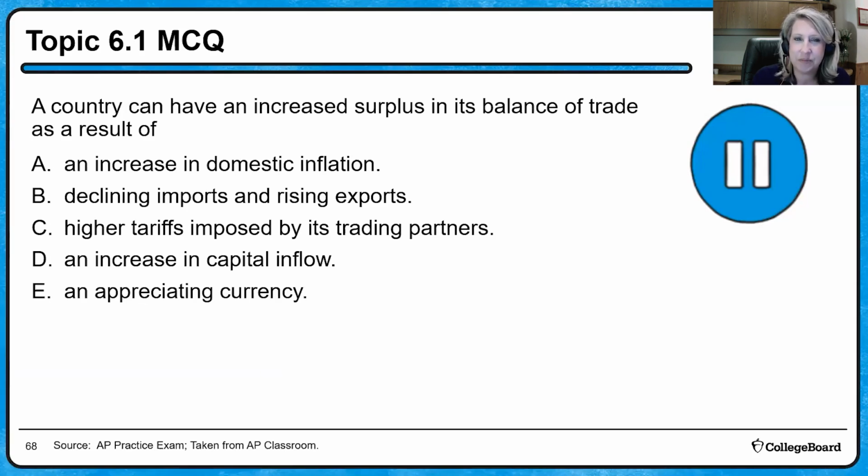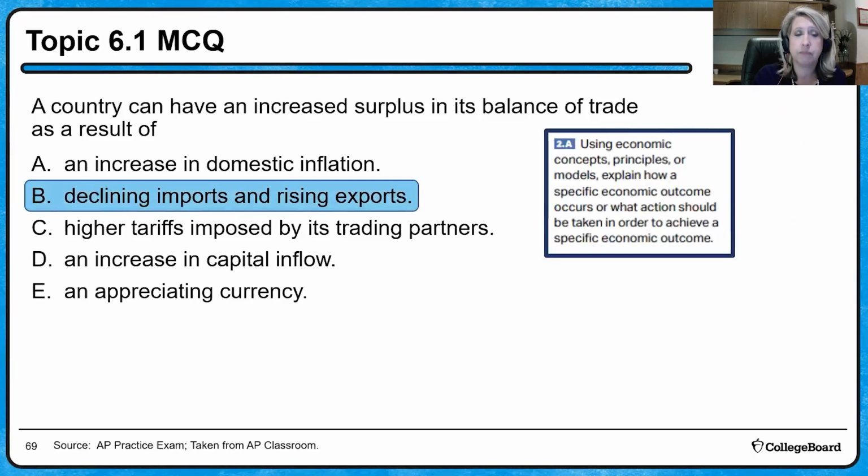Here's another question. Okay, read the question carefully. Increased surplus in its balance of trade. Balance of payments is the whole thing. It's the current account plus the capital and financial account. Balance of trade, exports minus imports. So what's going to make the balance of trade go towards a surplus? That's less debits, more credits. That's what declining imports and rising exports is going to get us.